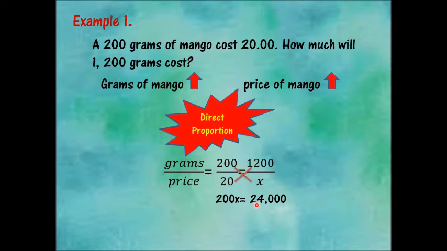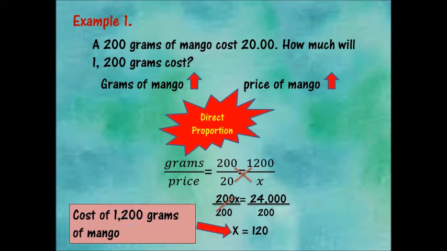1,200 times 20, that is 24,000. And then, ang gagawin natin, we're going to divide both sides by 200. Kasi ang purpose natin ay maiwan lang si X dito sa ating left side. So, it will become, makakancel na si 200 doon. Therefore, X now is equal to 120. And that is the cost of 1,200 grams of mango. Yun na yung magiging presyo kapag ang binili is 1,200 grams.